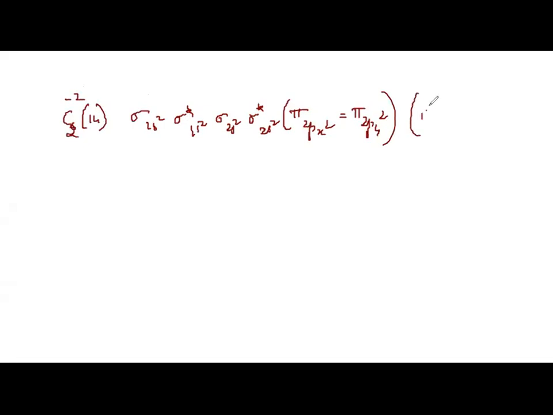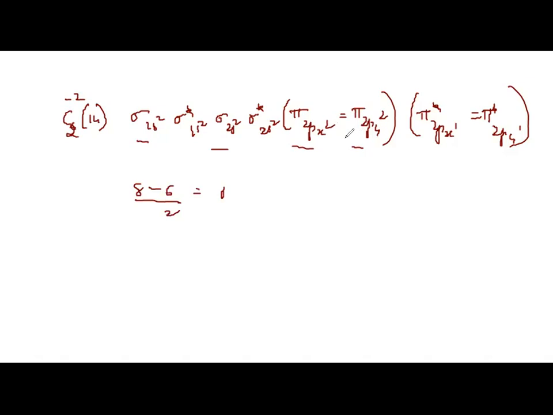C2 minus 2: sigma 1s2, sigma star 1s2, sigma 2s2, sigma star 2s2, pi 2px2 equal to pi 2py2. 2, 4, 6, 8, 10, 12. Yes, 14 means pi star 2px1 equal to pi star 2py1, correct? Bonding 8, antibonding 2: it is 8 minus 2 by 2, which is 3, no, 8 minus 6 by 2, 1. Bond order is 1.